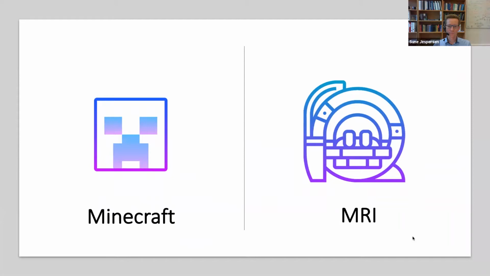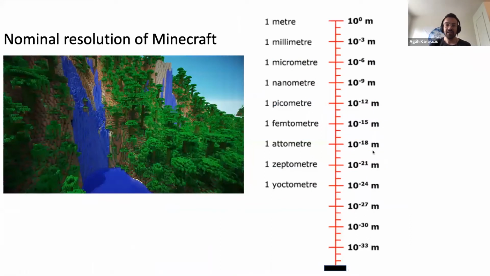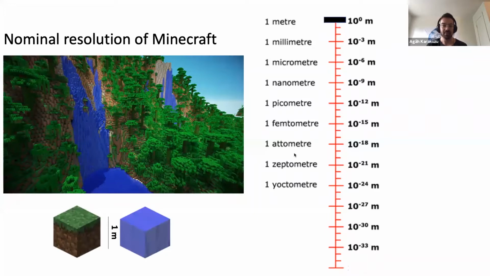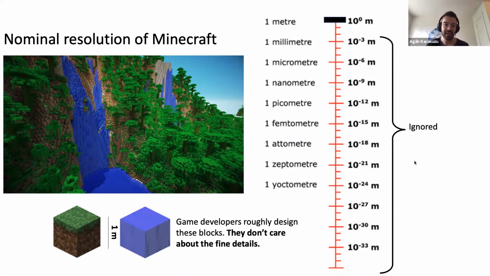Okay, so I really enjoy contrasting examples, and I think Minecraft versus microstructure mapping using MRI is one of them. Minecraft is this famous video game where you use blocks to build a small world and survive in it. And the nominal resolution of Minecraft is at the scale of meters because game developers roughly design these blocks and they don't care about capturing fine details. So everything below a meter scale is ignored.